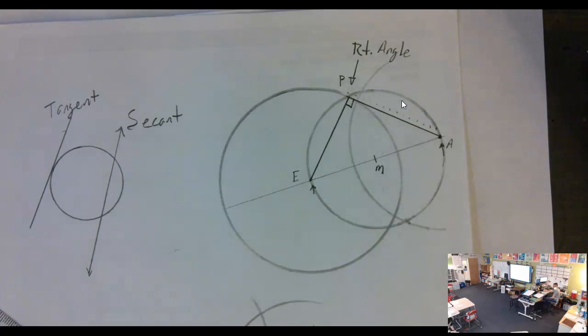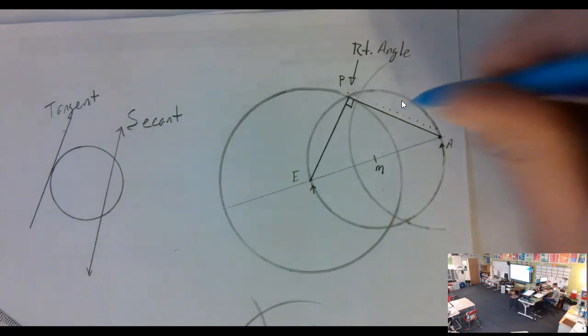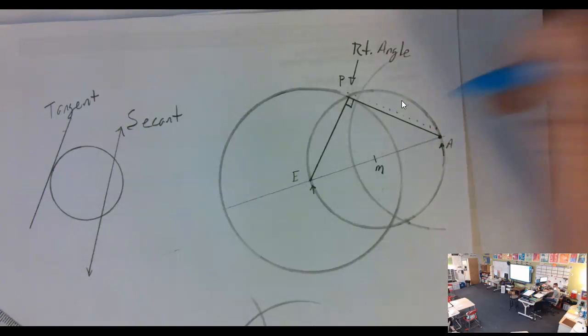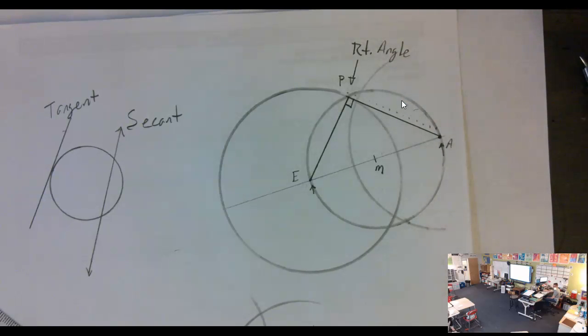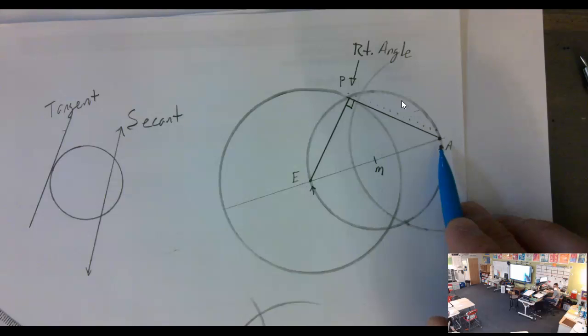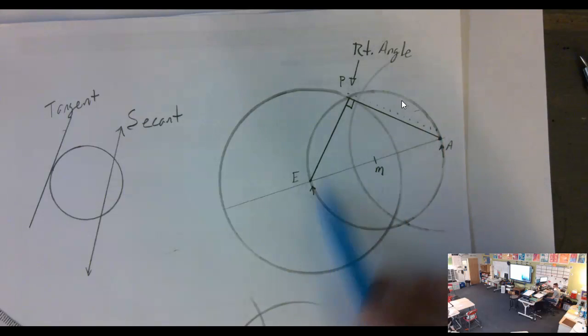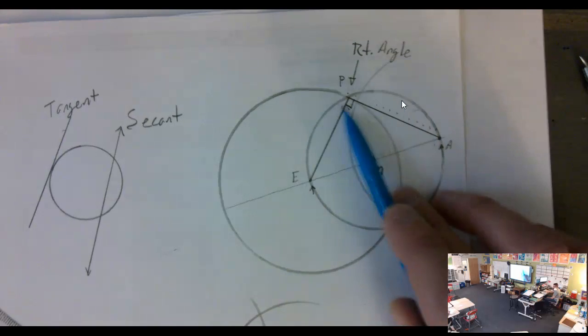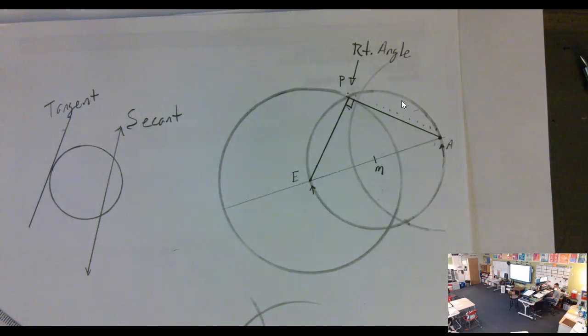As opposed to, it looks like a right angle. That is how we can construct a tangent. Create a new circle with a new diameter, chords that connect to that diameter, and that is your tangent. Any questions? Yes. Yes? Why?